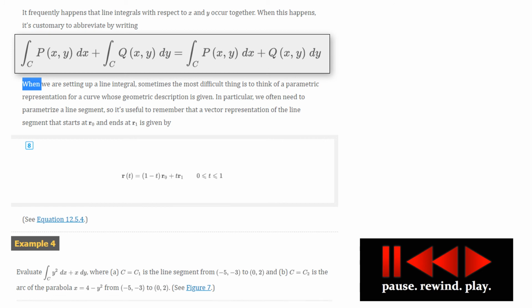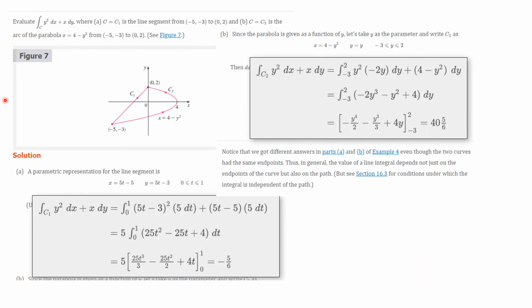Let's see how you did. So here's the picture that you get, and we're integrating over C1, and then we're integrating over C2. So the integral over C1 then, and this is the parameterization that you're going to get. So for that, this is going to be 5t minus 5, and this is going to be 5t minus 3, because when t equals 0, we're here, and when t is equal to 1, we're at 0, 2.